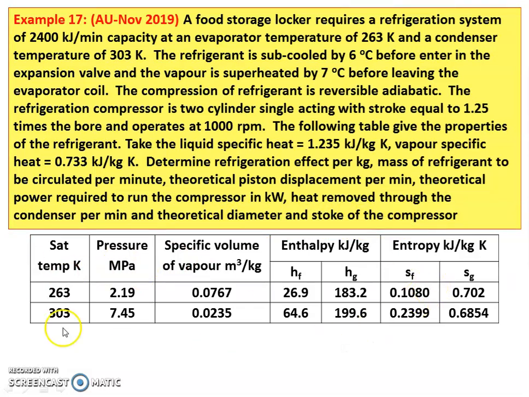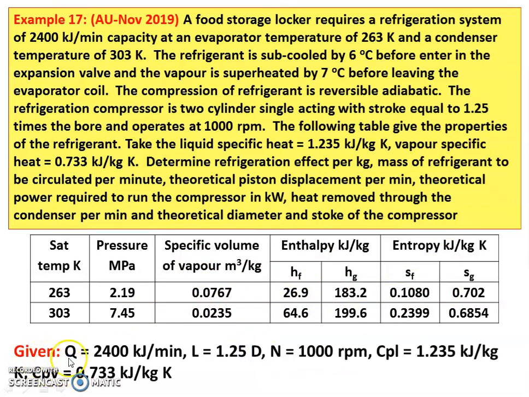The properties of the refrigerant are given in the table for 263 and 303 Kelvin, so 2.19, 7.45 pressure, and all the other properties, specific volume, enthalpy, entropy values are given with appropriate units. So the given data: cooling capacity Q is 2400 kilojoules per minute, stroke length L equal to 1.25 times the diameter, speed N equal to 1000 RPM, CPL equal to 1.235 and CPV equal to 0.733 kilojoules per kilogram Kelvin.